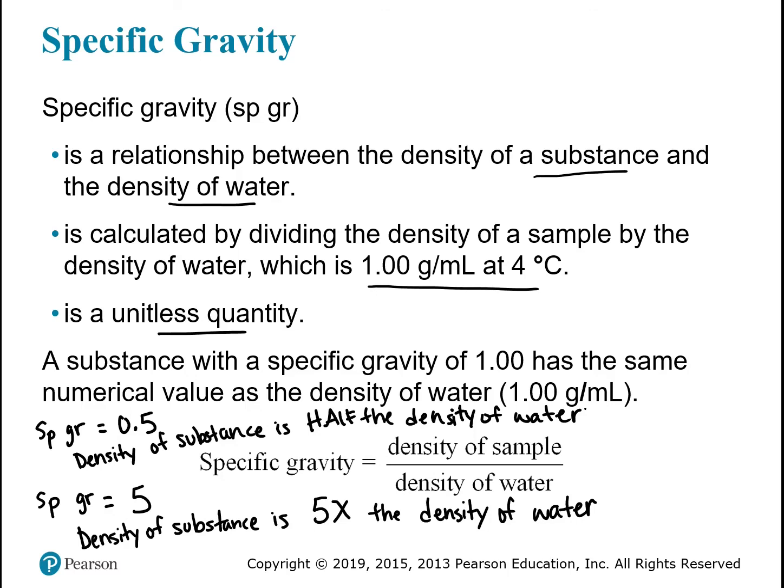So that's just a little bit of an addition to the density concept. We can compare densities of substances using specific gravity, which is in itself a relationship between the density of a substance and the density of water. It doesn't have any units, so when you calculate a specific gravity, you should have just a number.